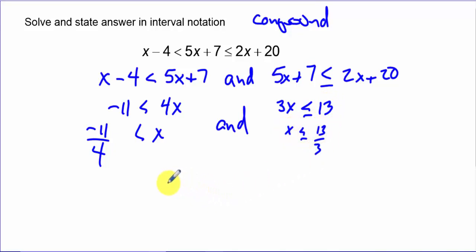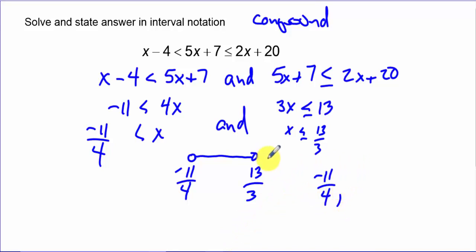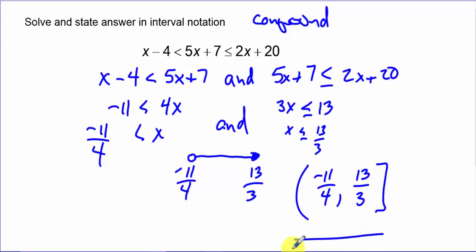So if I look at that, x is greater than negative 11 over 4, and x is less than 13 over 3, then the only way that's true is if it's in between those two. All right? So I'm just going to start with my smallest, negative 11 over 4. 13 over 3 is filled in, 13 over 3 is included. Negative 11 over 4 is not. Interval notation.